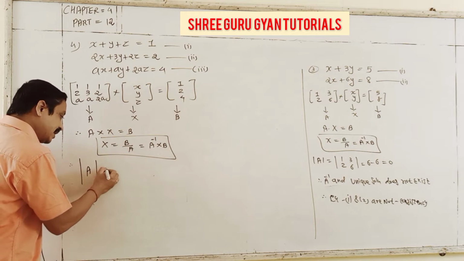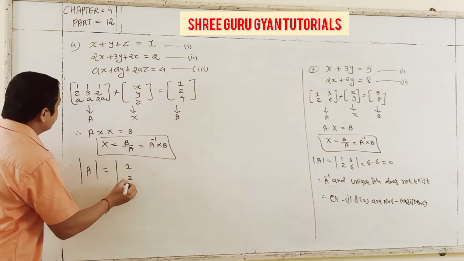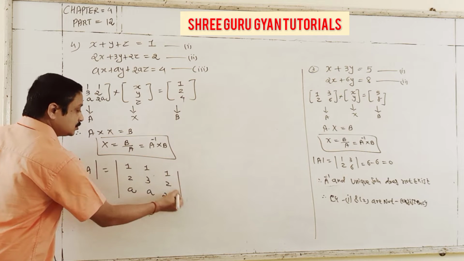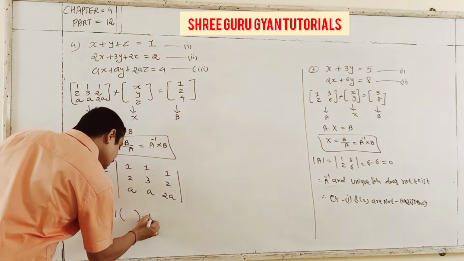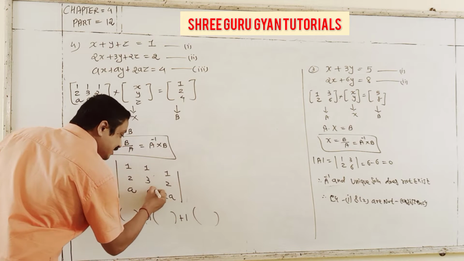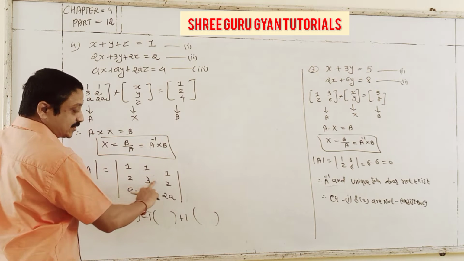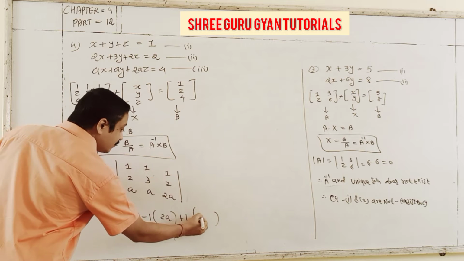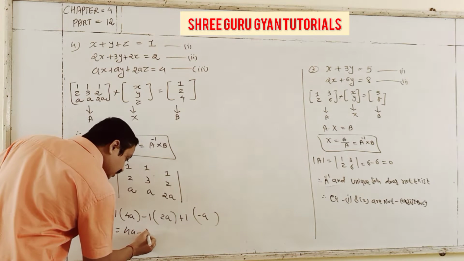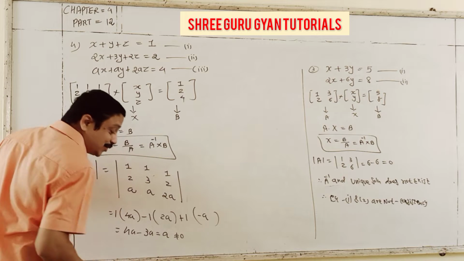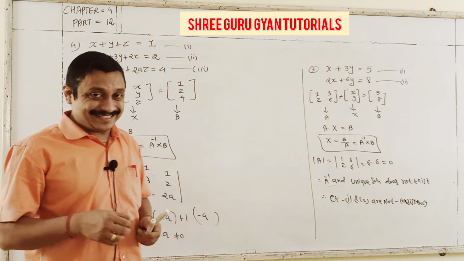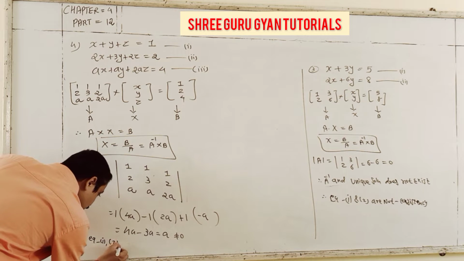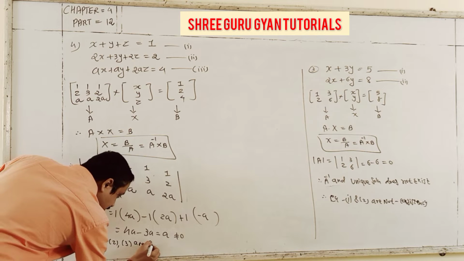So the determinant of A has rows 1 1 1, 2 3 2, a a 2a. Let me show the calculations. 6a minus 2a, 4a. Next, 4 minus 2, 2a. And last, 2a minus 3a, minus a. So 4a minus 3a becomes a, which is non-zero. It means it is consistent, so equations 1, 2, 3 are consistent.